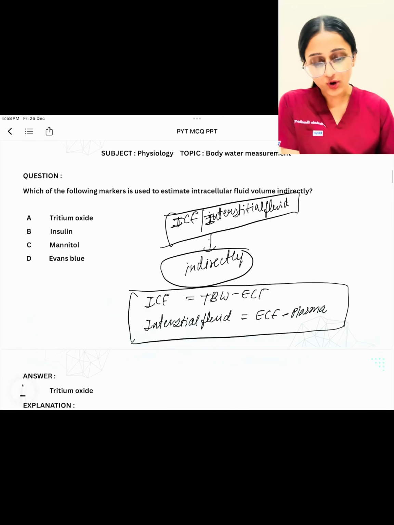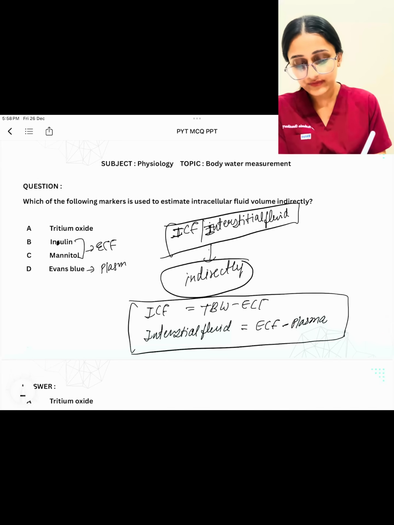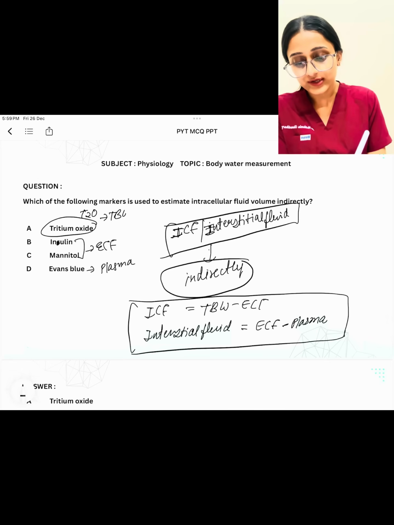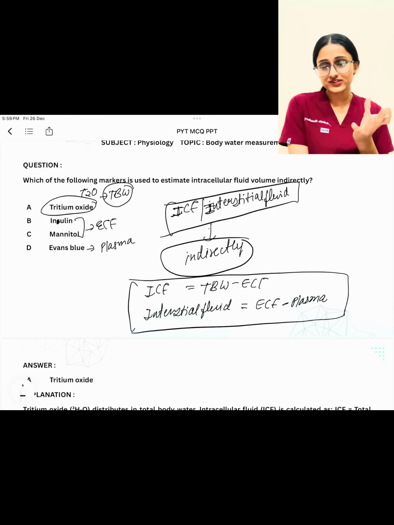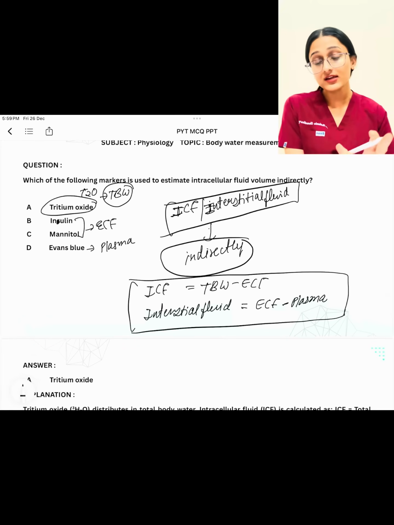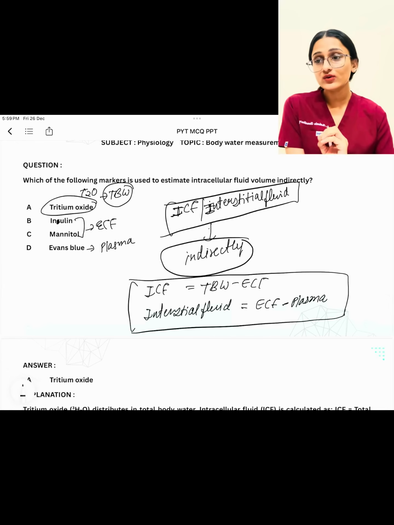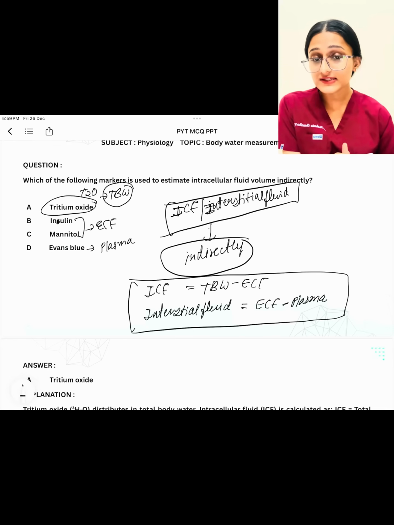Okay, so let's see the options. Inulin and mannitol, remember, this is for ECF. Evans blue is for plasma, and tritium oxide, I told you T2O, is for total body water. So first of all, we can measure total body water and ECF, and do the minus thing. But also we can use tritium oxide indirectly, because T2O will enter all the compartments, so we can use it to measure ICF also.